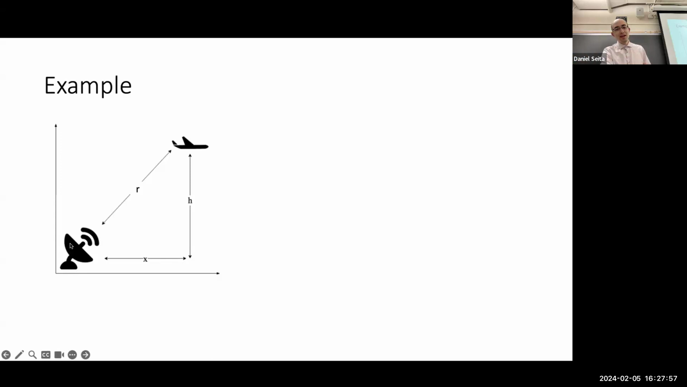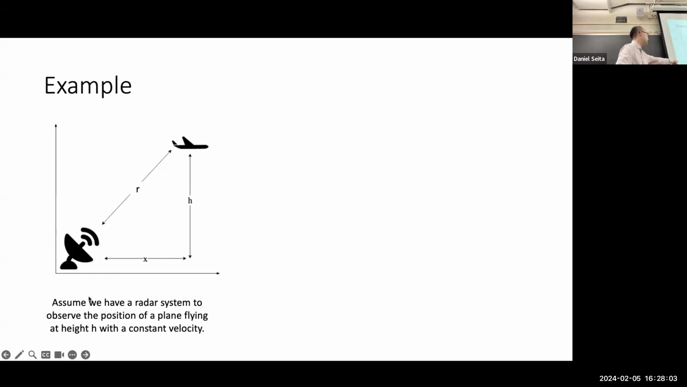So imagine that we have this setup here. We have a radar system that's trying to observe the position of a plane. So here's a plane. It's flying at height h with some constant velocity. And x is some distance from here to the place underneath the plane, and then r is the distance.